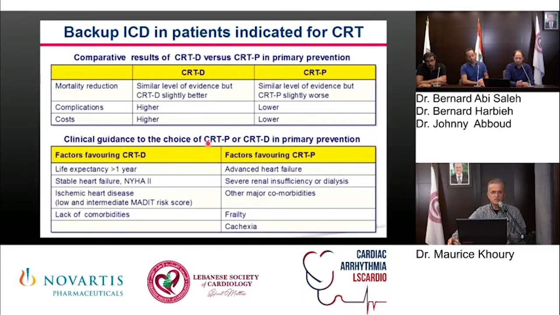Another question that we always hear about and always discuss in meetings is: when do you use CRTD and when do you use CRTP? If you look at the mortality reduction, maybe CRTD is better than CRTP, but the complications and the cost are much higher. So when do you use CRTP? We use it in advanced heart failure, severe renal insufficiency, a lot of comorbidities, frailty, and cachexia. These are patients we are trying to help. But whenever you have more than 1 year life expectancy, stable heart failure, especially ischemic, any ischemic heart disease, and lack of comorbidity, CRTD will come as a very important part of the management.